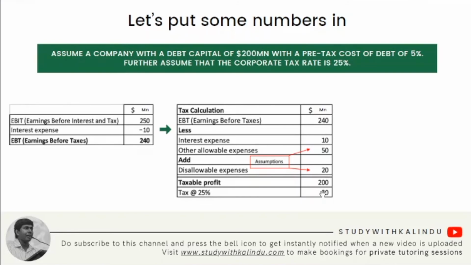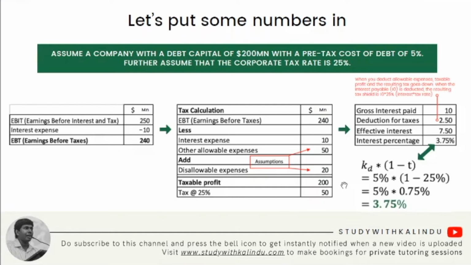So now tax at 25% on this 200 million would be 50 million. This is the tax calculation. Now what happens to the interest? You paid a gross interest of 10. Deduction for taxes 2.5. Why? 10 into 25%, the component that's attributable to taxes. So the effective interest is 7.5 million. Interest percentage is 3.75. Why? You divide 7.5 by the original total debt 200. 7.5 divided by 200 is 3.75. But what happens when you take this bit, KD into 1 minus T?